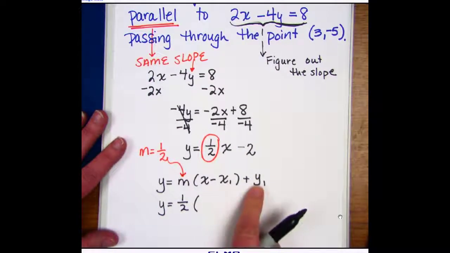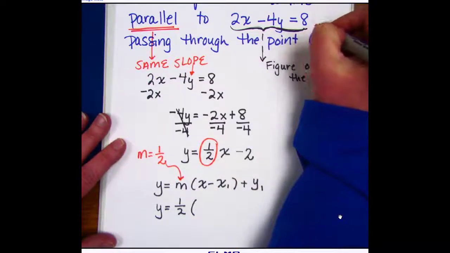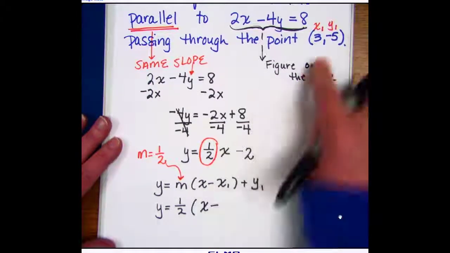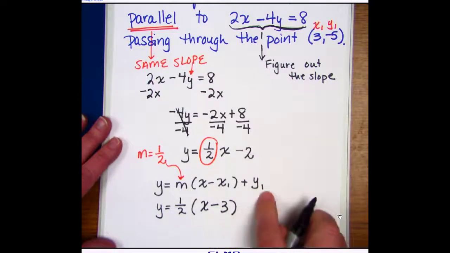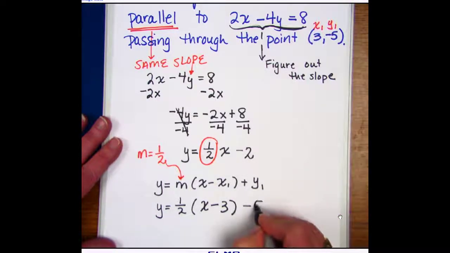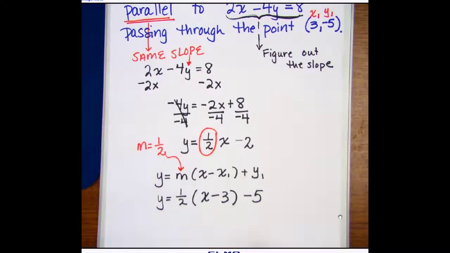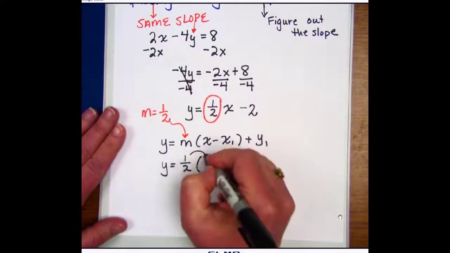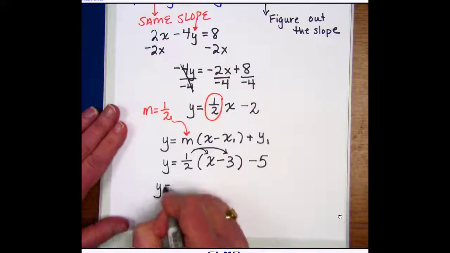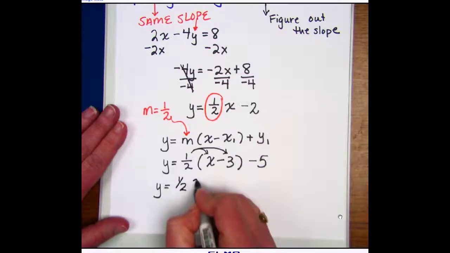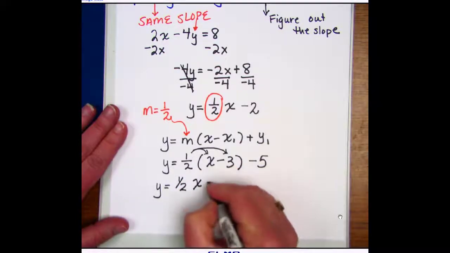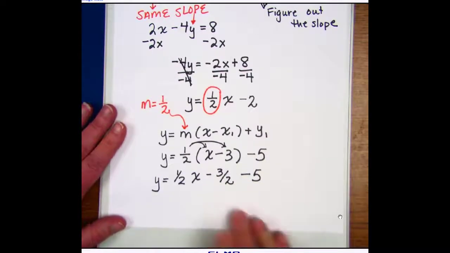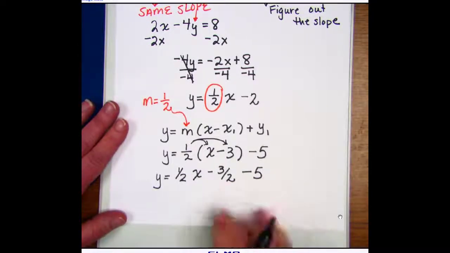Remember, where does my x1, y1 come from? Well, that comes from the point that we're given. Here is my x1, here is my y1. So I would have x minus x1, which is 3, plus y1. But my y1 is a negative 5, so I'm going to have a minus 5. Now, this is the point-slope version of an equation of a line. To get it in slope-intercept form, I would have to do some algebra. Distribute my 1/2. y is going to equal 1/2 times x is 1/2 x. 1/2 times a negative 3 is minus 3 over 2, then minus the 5. Combining like terms, I would have to convert this to a common denominator.